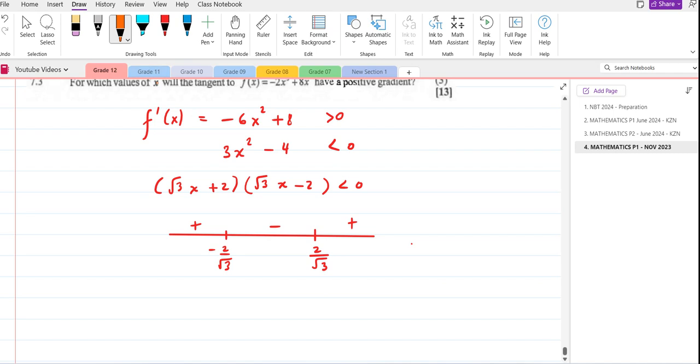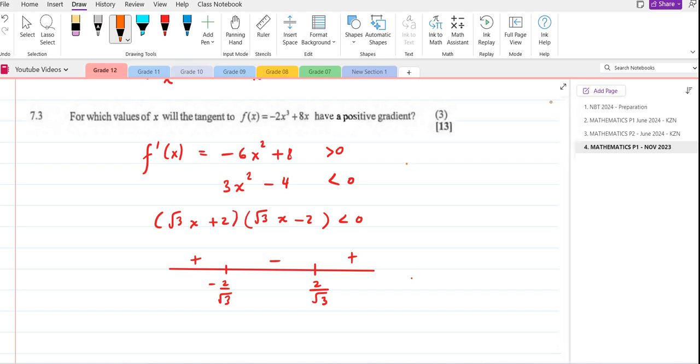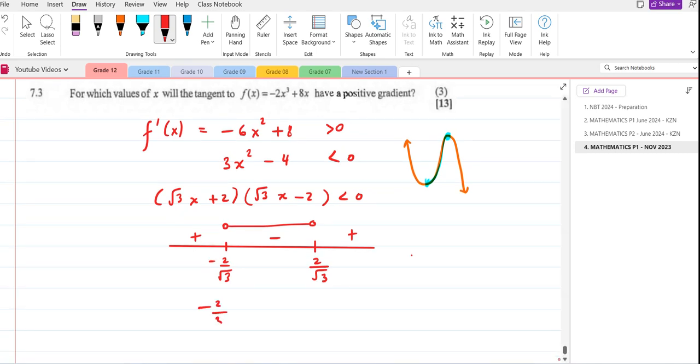We could have also thought about the cubic function. So the cubic function goes like this. The positive gradient will be in between this one and this one. Yeah, so we do have the correct answer. So it's from -2 over 3 to 2 over 3. So the answer for x is between -2 over 3 and 2 over 3.